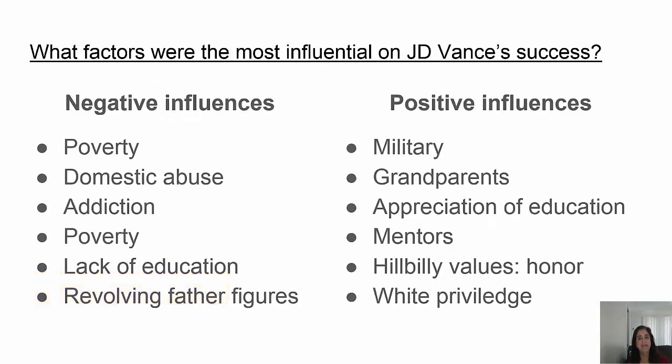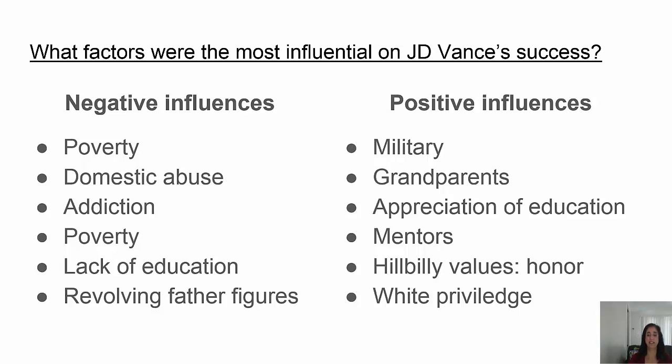When considering the most influential factors on JD's success, you might want to divide it into 2 categories. There were these negative influences: poverty, domestic abuse, addiction. Oh, poverty's twice. It must be very important. Lack of education and revolving father figures. When you look at the negative influences, sometimes bad things can be a reverse role model. Bad influences can prompt you to take actions to make your life positive.